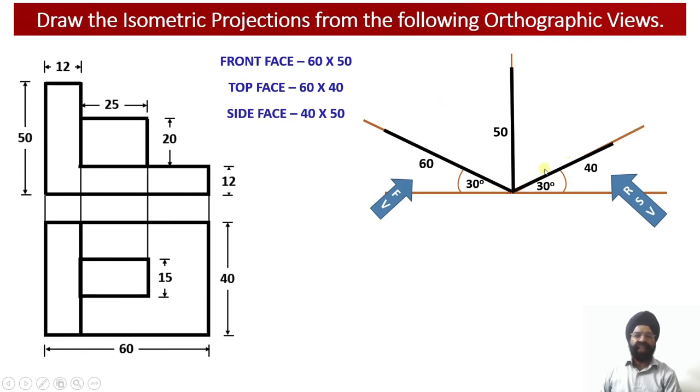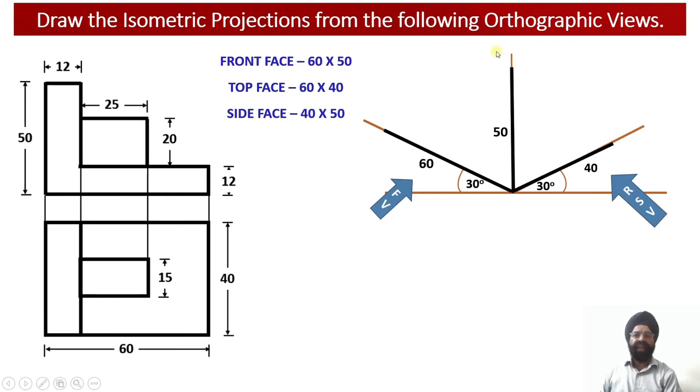Similarly, regarding the right hand side view, we know that the width of the solid happens to be 40 millimeter, which is drawn along the z-axis, and the height of the solid is equal to 50 millimeter, which is drawn along the y-axis. So the right hand side view face will be drawn along the YZ isometric plane over here. This is the y-axis, this is the z-axis. So within this YZ plane, we are going to get the construction of the right hand side view face of this particular solid.